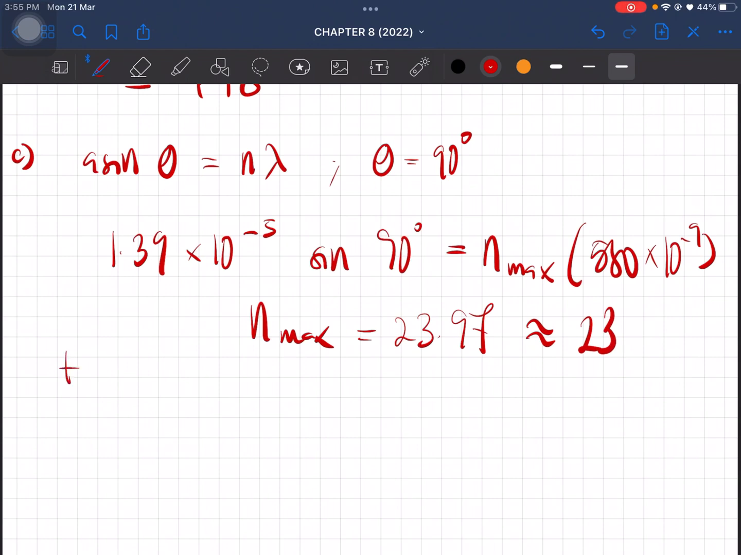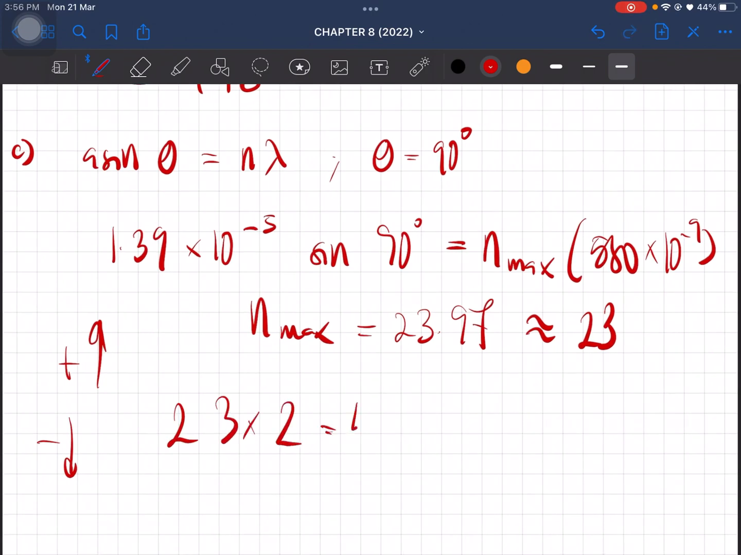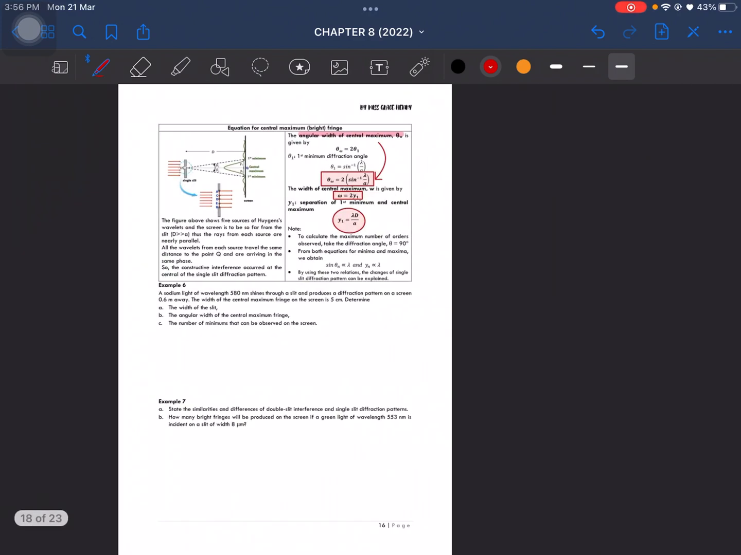So because we have positive and negative fringes, we will multiply this with 2. So 23 times 2, we have 46 fringes that can be seen on the screen. Okay, alright, that is example number 6.